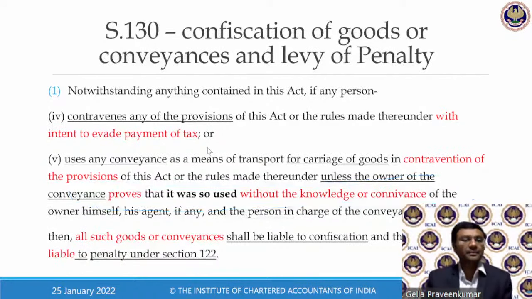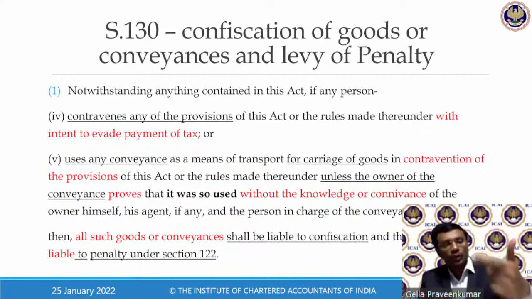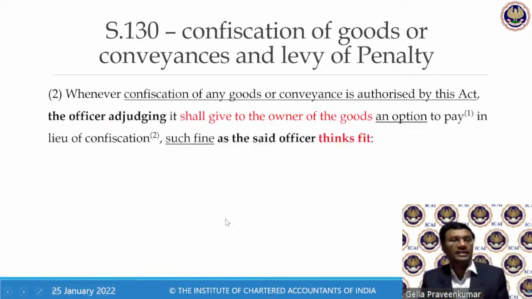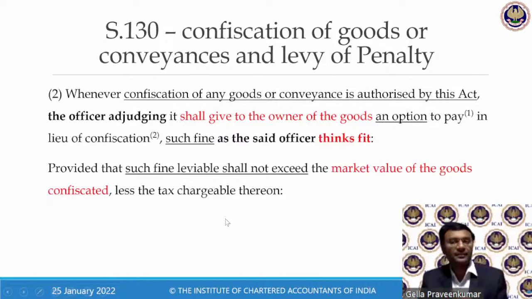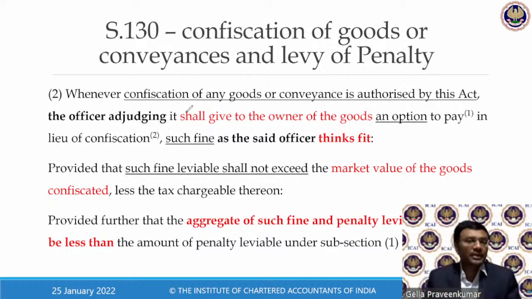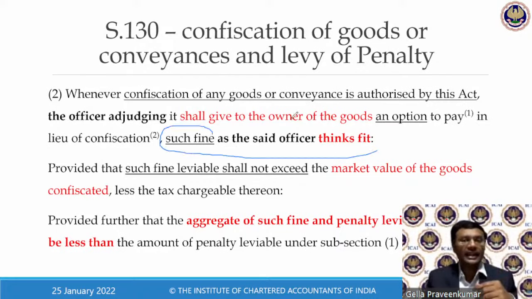Now, whenever these provisions are established, the transporter, the owner, the warehouse, whoever is party to this offense, they shall attract the provisions of 122. Now, these goods are liable for confiscation. They say the goods which are liable for confiscation, I have to put for auction. If the owner of the goods feels, sir, please don't put it for auction, I'll pay a fine in lieu of confiscation.